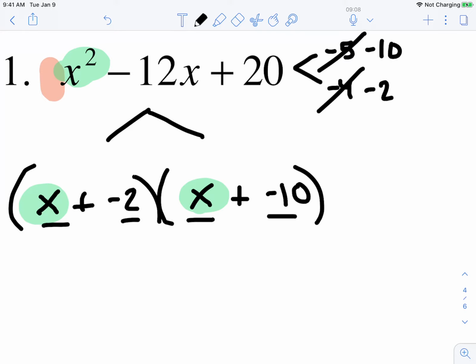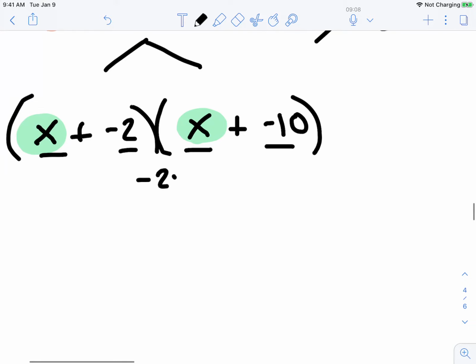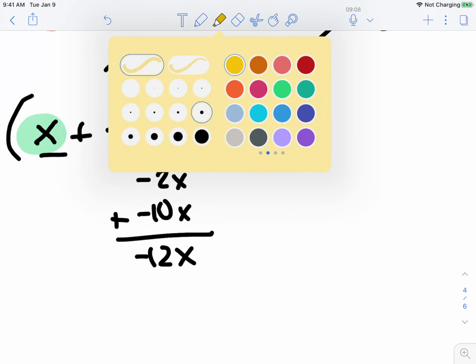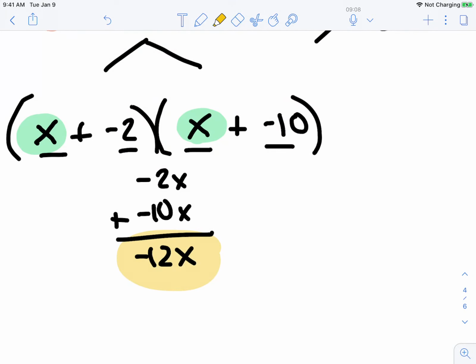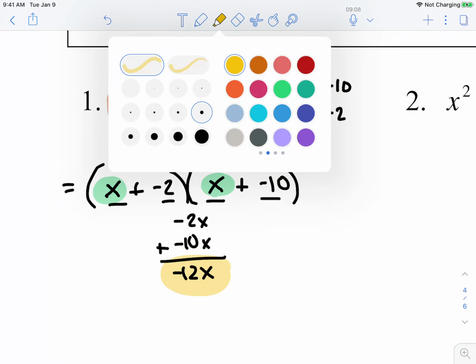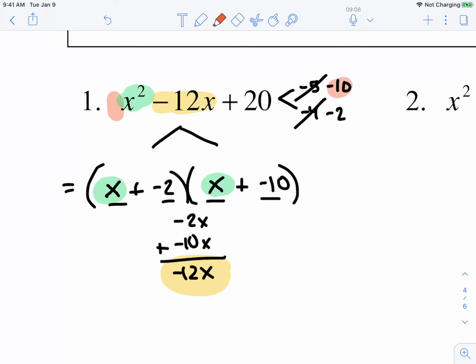Order doesn't matter. These are the next 2 I'm trying, and what I'm hoping is that when I multiply these 2 and these 2, they add to negative 12. And when I add these, notice I get negative 12x, and that is exactly the middle term. So I know that I chose the correct factors.